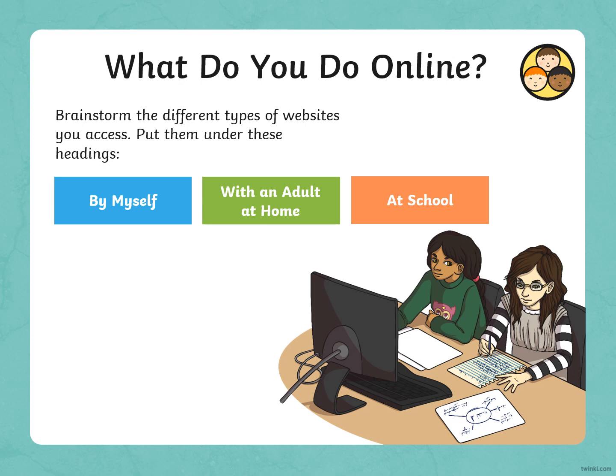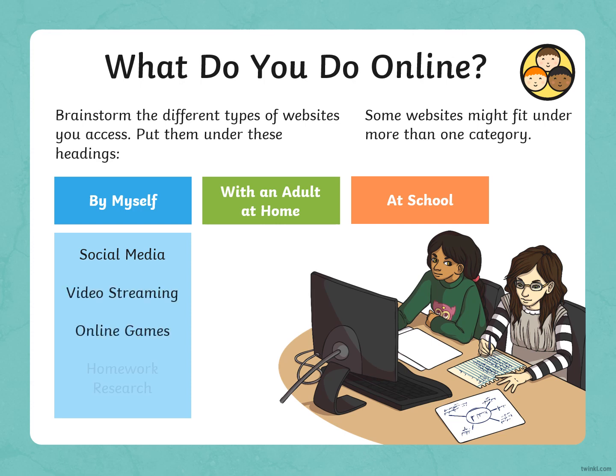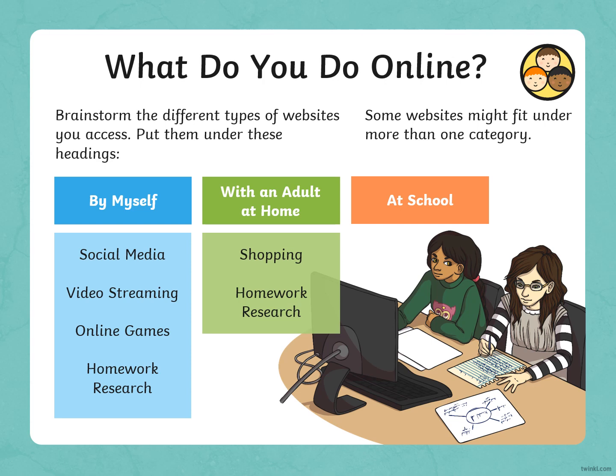Okay, so let's have a look at the types of websites you might access by yourself. You might access social media websites, video streaming, online games, and homework research. With an adult at home, you might access shopping websites, and you also might access homework research. You might want to do it with an adult. You also might access some social media websites. Make sure an adult is looking over what you are doing.